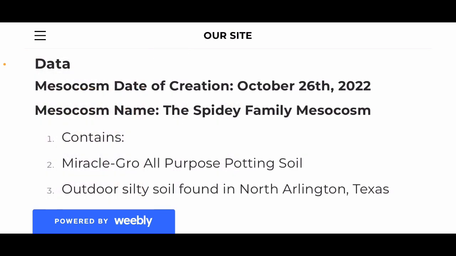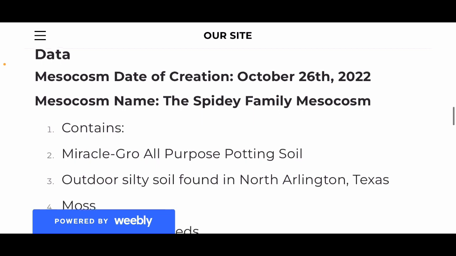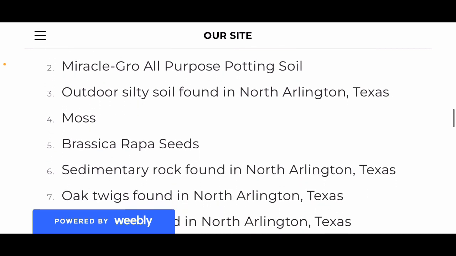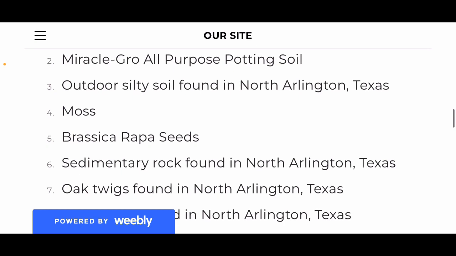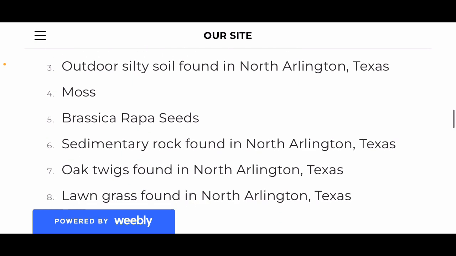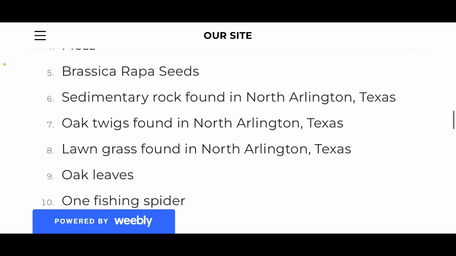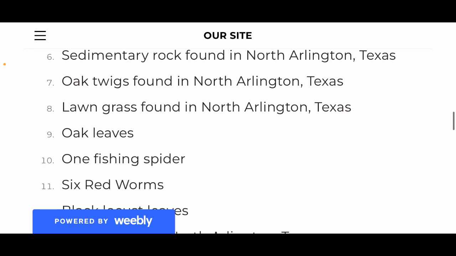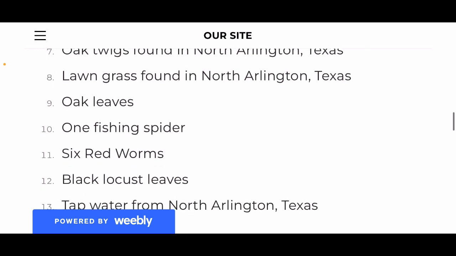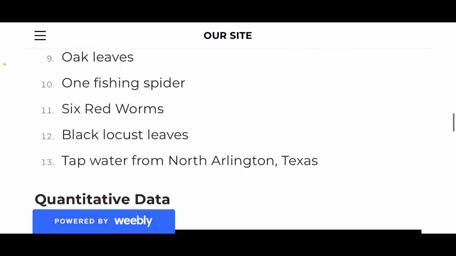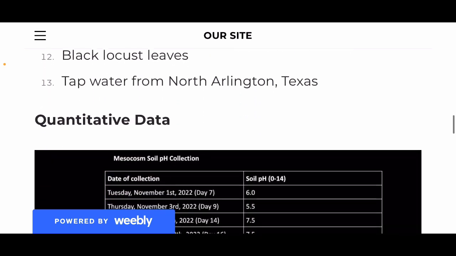Our mesocosm was created on October 26, 2022. And our products inside contain Miracle-Gro all-purpose soil, some silty soil from the school compound, moss, Brassica rapa seeds, sedimentary rock found in the school, oak twigs found outside in the school, and some lawn grass from the school as well. Some oak leaves, we got 1 fishing spider from outside, 6 redworms, black locust leaves, and tap water from the school.